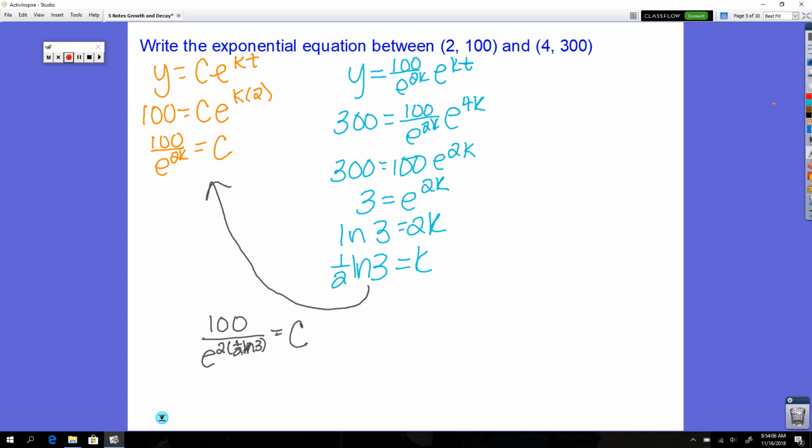But 2 times 1/2 is just 1, so that is equal to 100 over e^(ln 3). But e to the ln of 3 is just 3. So C is just 100 over 3. And now I put this all together and I write my equation. So y equals 100/3 e^((1/2 ln 3) t).